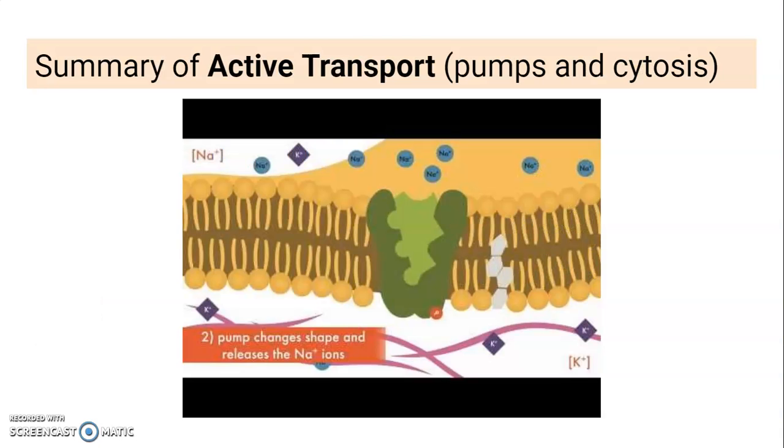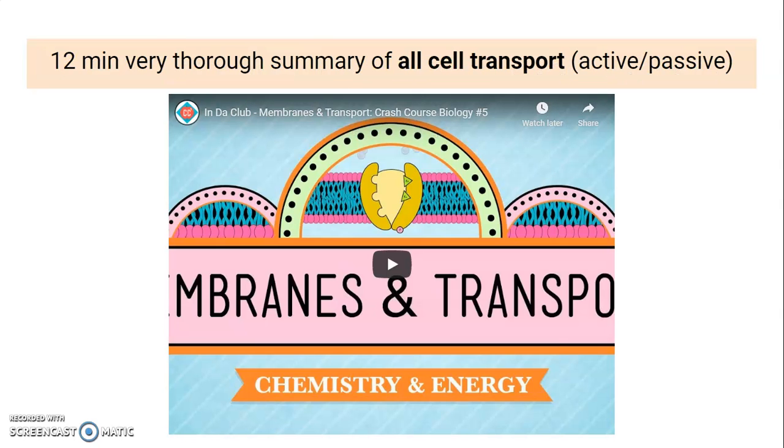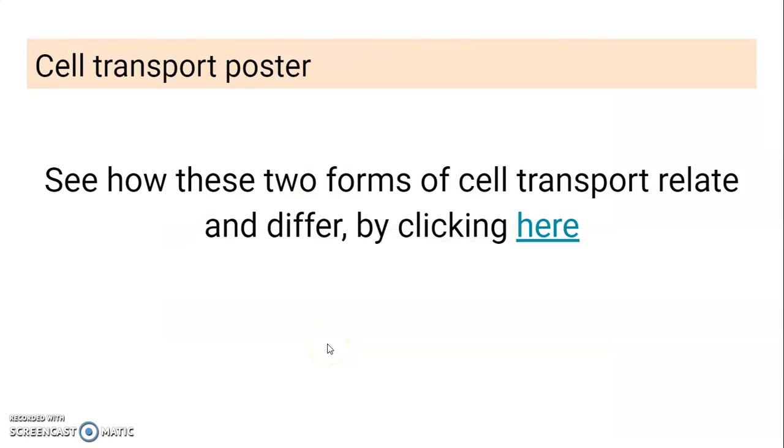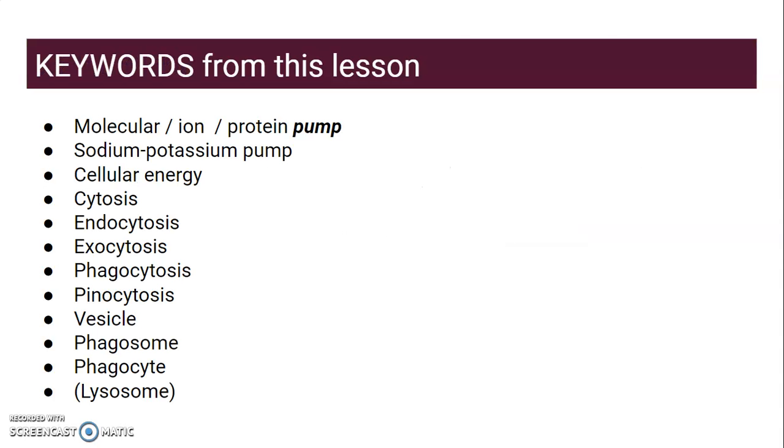Hope you enjoyed that. So, videos here that you can watch. This is an awesome one by Crash Course. Again, it covers, I think, all of the active transport and passive transport processes. There's a cool poster here that you can look at that, again, puts all of these things next to each other, comparing and contrasting. Keywords from this lesson that we have talked about: protein pumps, pumping something against its concentration gradient, such as the sodium potassium pump in your neurons. The use of cellular energy, or ATP, being really what sets apart active transport from passive transport.